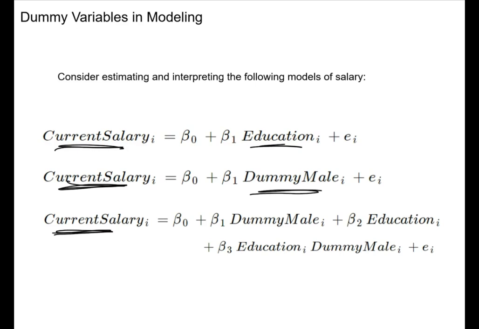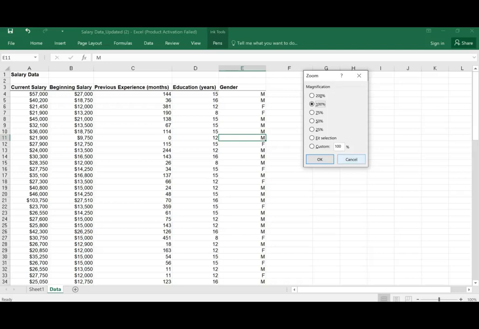With this last model that we're going to look at, current salary is a function of the dummy male variable, the education variable, and those two variables multiplied with each other. I'm taking education and I'm multiplying it by dummy male. And again, this last one is called a dummy interaction term. So let's hop over to Excel and estimate these three equations and then talk about what they represent, what the outcomes represent. Okay, so the data set is called salary data updated.